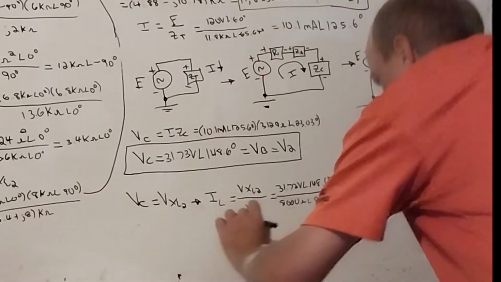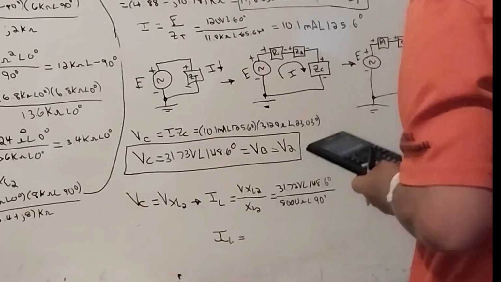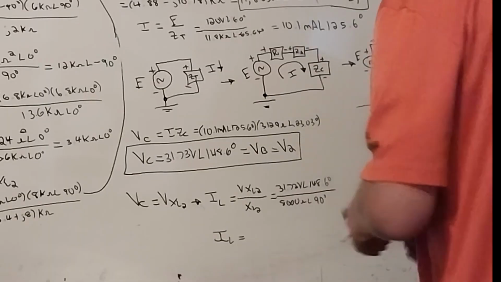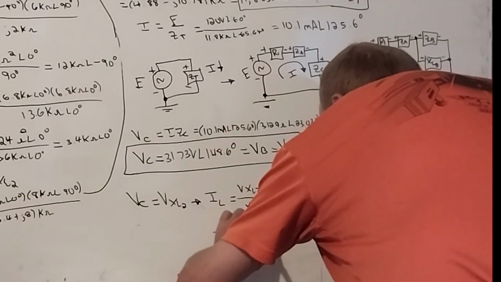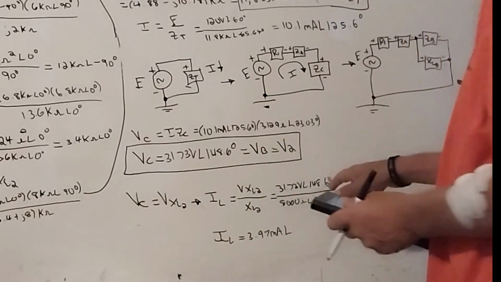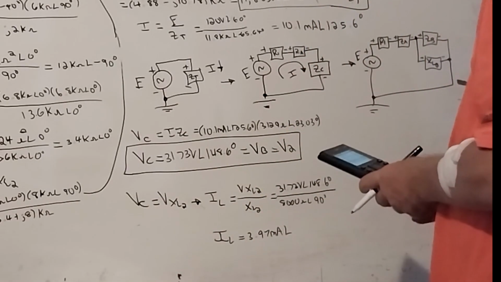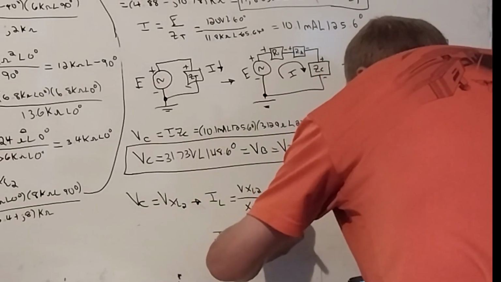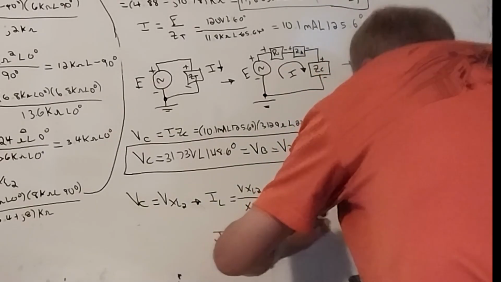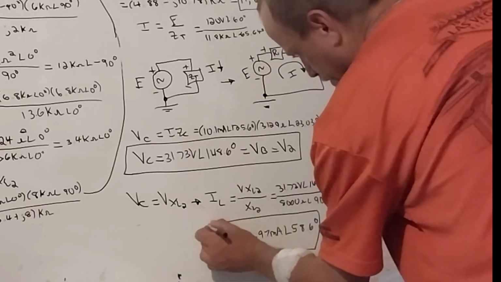And then this, IL, is simply 3.97 milliamps. And that's at an angle of 148.6 minus 90. That's 58.6 degrees. And this should be the final answer for the current.